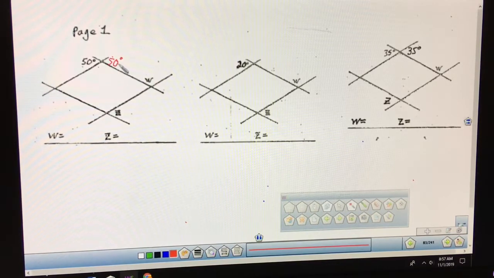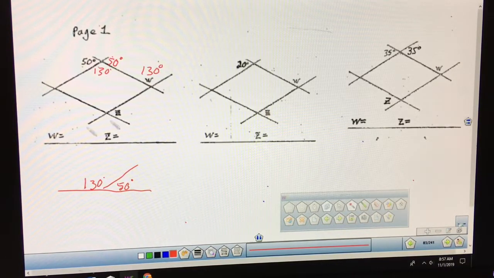so that's 50. And then the angle sum of a line is 180. So if this angle is 50, you have to ask yourself what's 180 minus 50, and that would be 130. So all the acute angles are 50, and all the obtuse angles are 130. So W is a wide angle, so that's going to be 130. And Z is an acute angle, so that's going to be 50. All of these are pulled out of ACT prep books, and they discuss it in extreme detail with a paragraph.